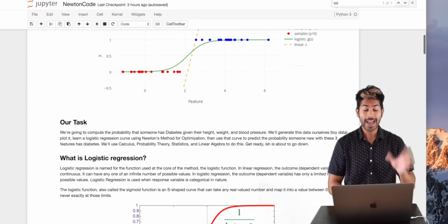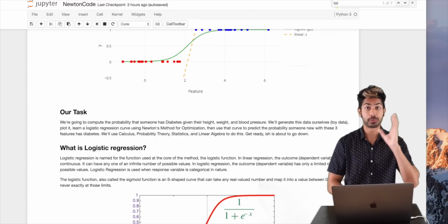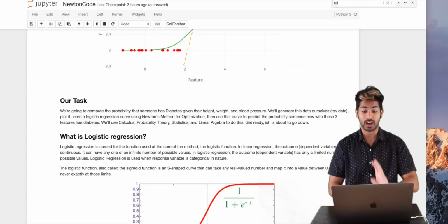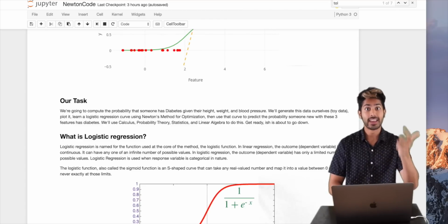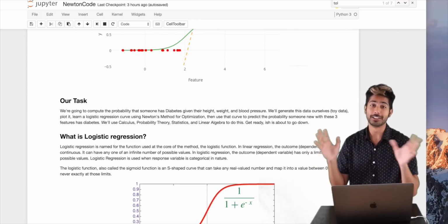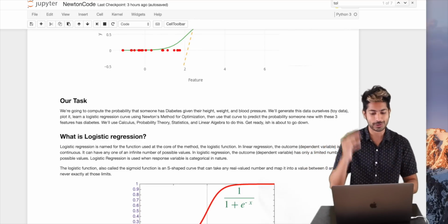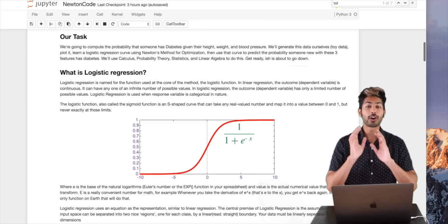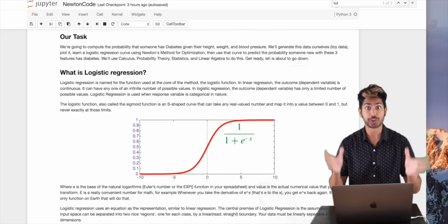So our task is to predict if someone has diabetes or not, given their weight, height, and their blood pressure. And this is toy data. So we're actually going to generate these features, okay, these three features. Okay, so let's start off with defining what logistic regression is.